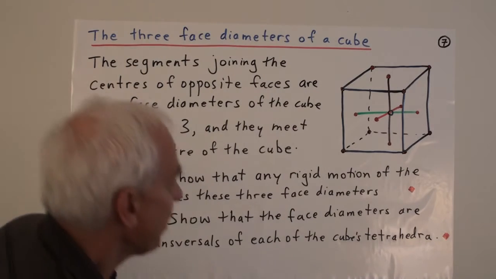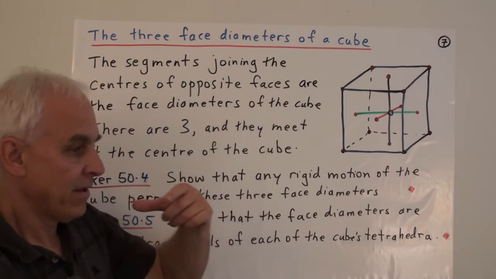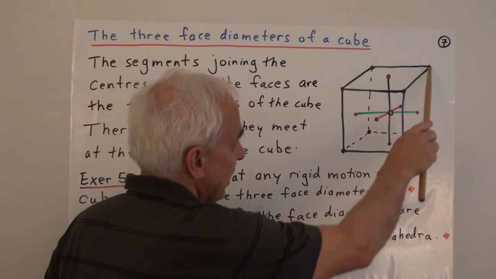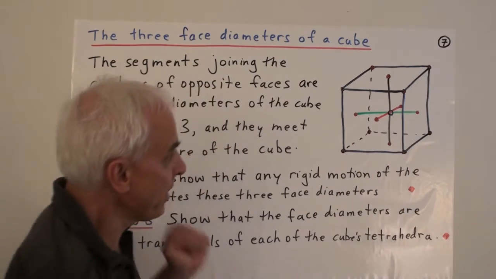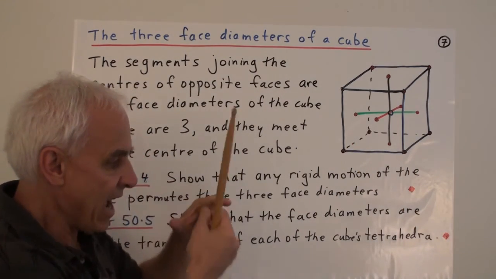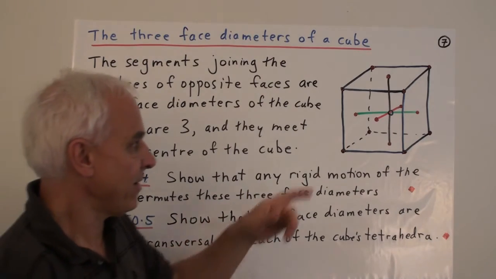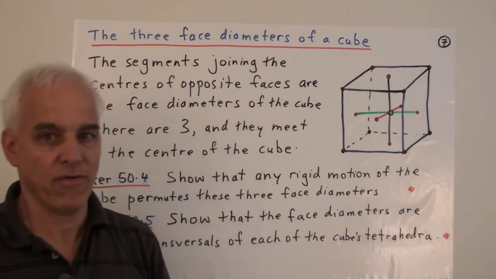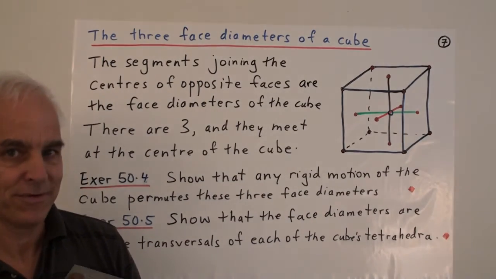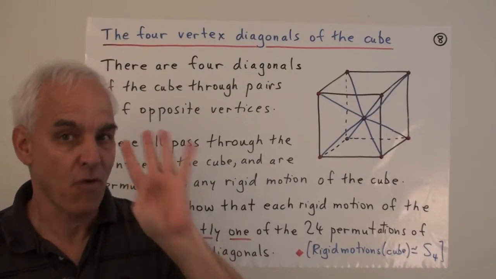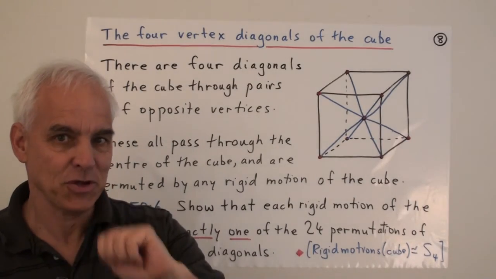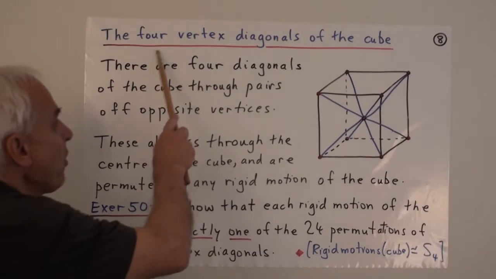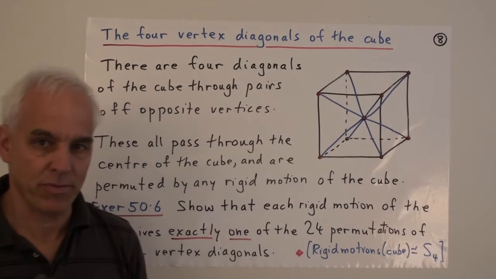So we were talking in our last video about transversals of tetrahedra. So if we take one of the tetrahedrons inside the cube, this thing has transversals, and these are exactly the transversals of each of the tetrahedra of the cube. There's also a fourfold aspect to the cube, which is very important. And that's given by the four vertex diagonals of the cube.